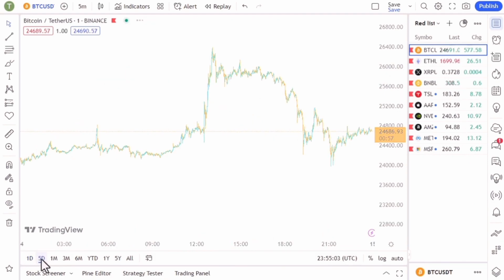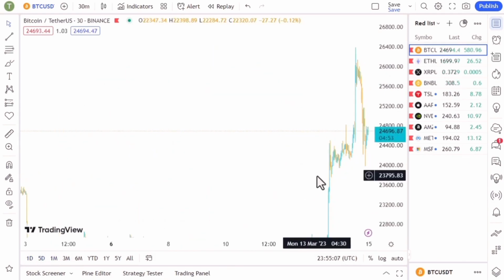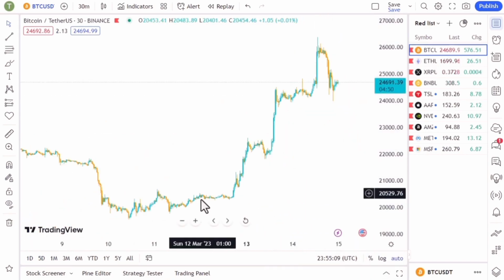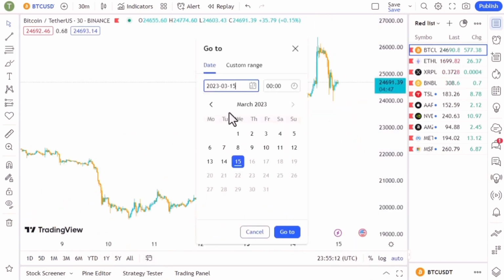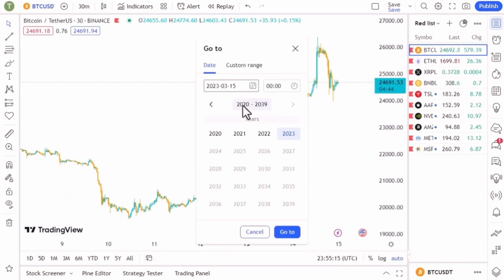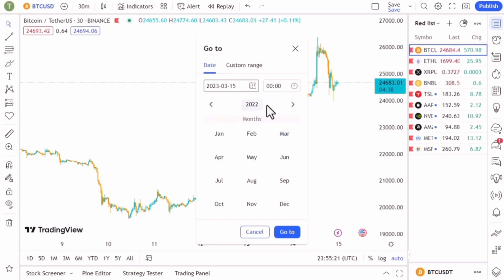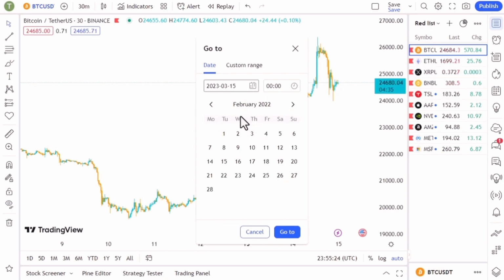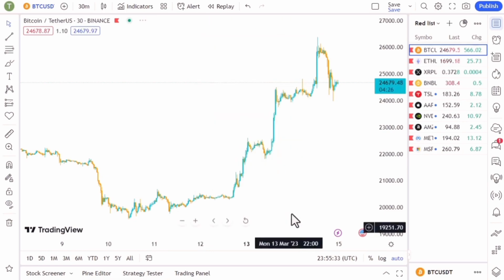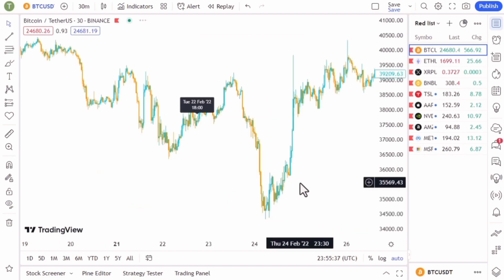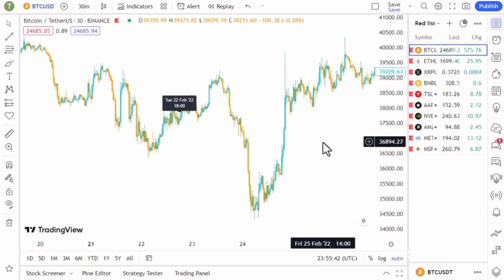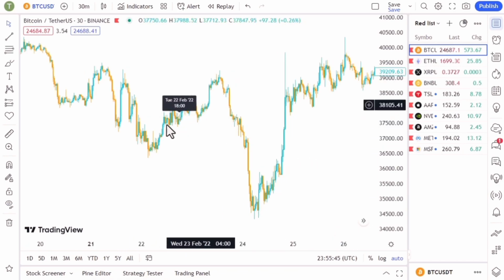And on the bottom, you can check the chart for 1 day ago, 5 days ago, 1 month ago, 3 months ago. And if you want to check a specific date and time, you can just click here and then select your date and your time, and the chart just jumps there like this. For example, let's choose a random date. We choose February 22nd like this, and I choose the hour, for example, 6 p.m. and go to, and the chart jumps to that date that I want.